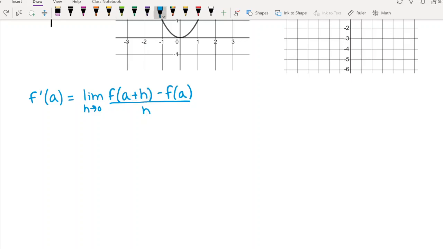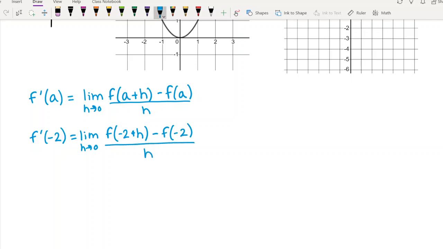So for example, f prime of -2 would be the limit as h approaches 0 of f of -2 plus h minus f of -2, all divided by h. In this case, the function is taking your input and squaring it. That's all it is, right? f of x is equal to x squared. So we have -2 plus h squared minus -2 squared, all divided by h.